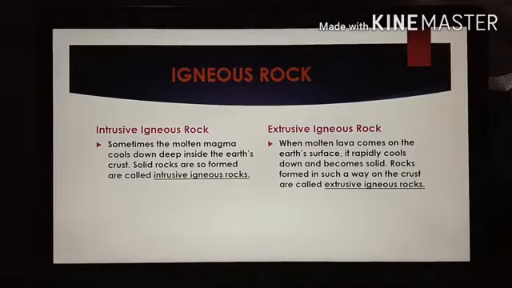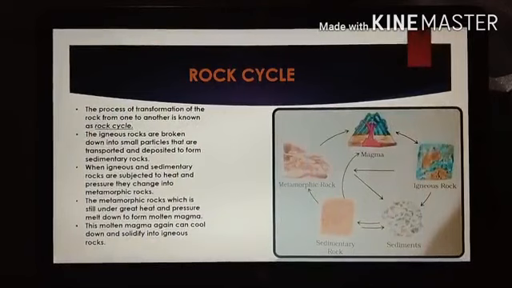Now, the two types of igneous rock. Sometimes the molten magma cools down deep inside the earth's crust. That is known as intrusive igneous rock. The second is extrusive igneous rock. That is when molten lava comes onto the earth's surface and rapidly cools down. That is known as extrusive igneous rock.